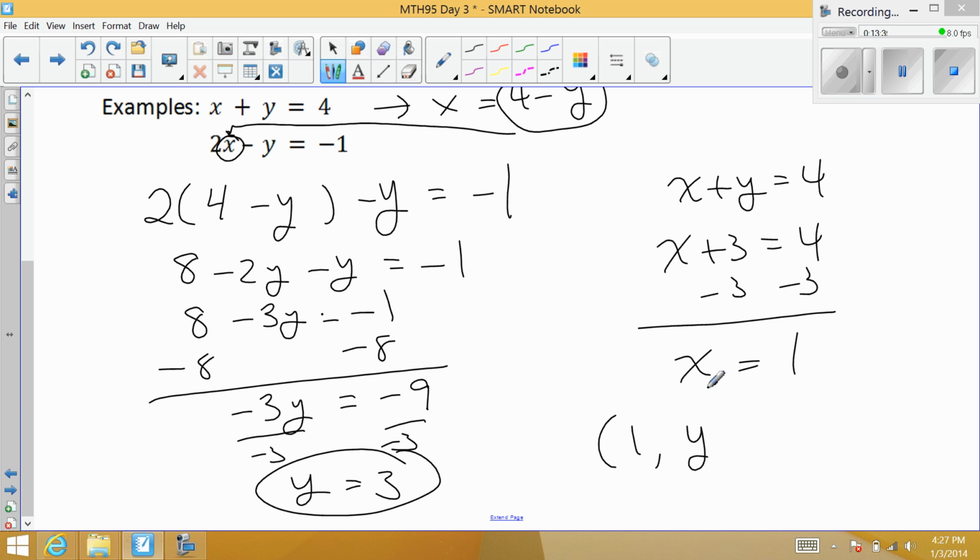That was not what I meant to write. Let me clean that up there. Okay, x is 1, y is 3. And that's my solution to the equation.